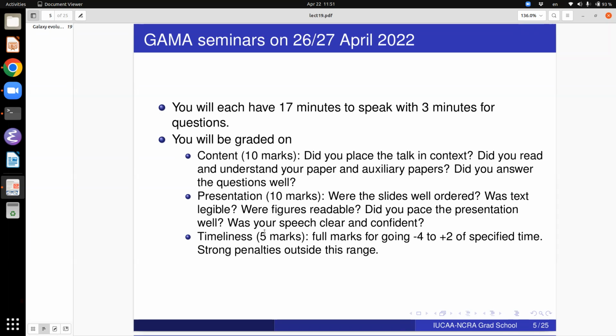Was your speech clear and confident? So how you speak also matters. That will have 10 marks, and timeliness has 5 marks. Full marks for going -4 to +2 of the specified time, but please don't go outside that. Otherwise, you'll start losing marks out of these 5. Right? So that is how your 25 marks for this will be graded.